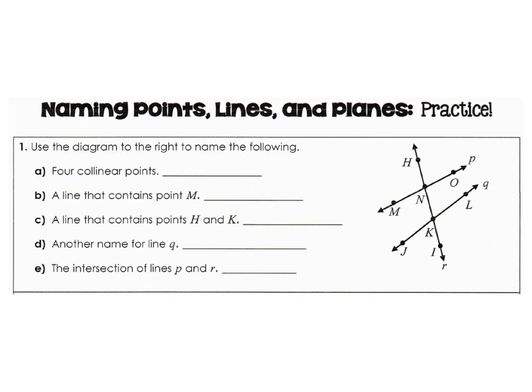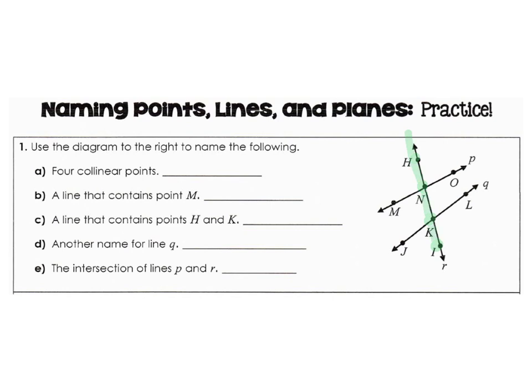All right, now let's practice a little bit in naming points, lines, and planes. So number one, we're going to use this diagram on the right to name the following. First of all, we want to name 4 collinear points. So we want to look for a line that has 4 points on it. So we've got H, N, K, and I. So there's 4 collinear points.